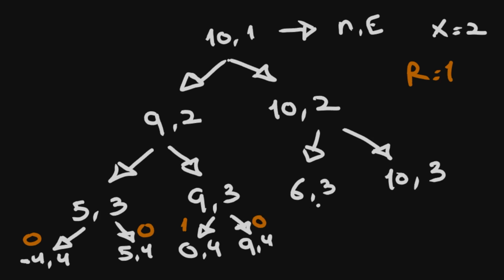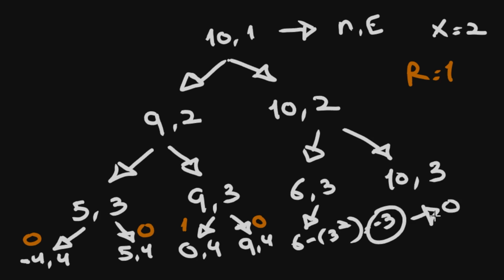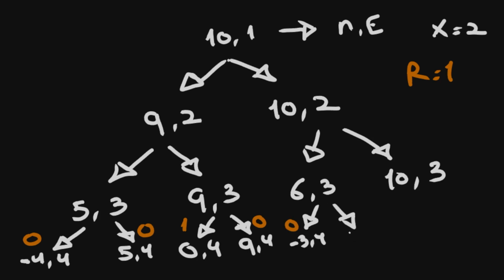Now we are here. If we take 3, this will be 6 minus 3 square, and this is minus 3. And given that this is smaller than 0, we return 0. If we don't take 3, this is still 6. The next element is 4. We know that 4 times 4 is greater than n, so we return 0.